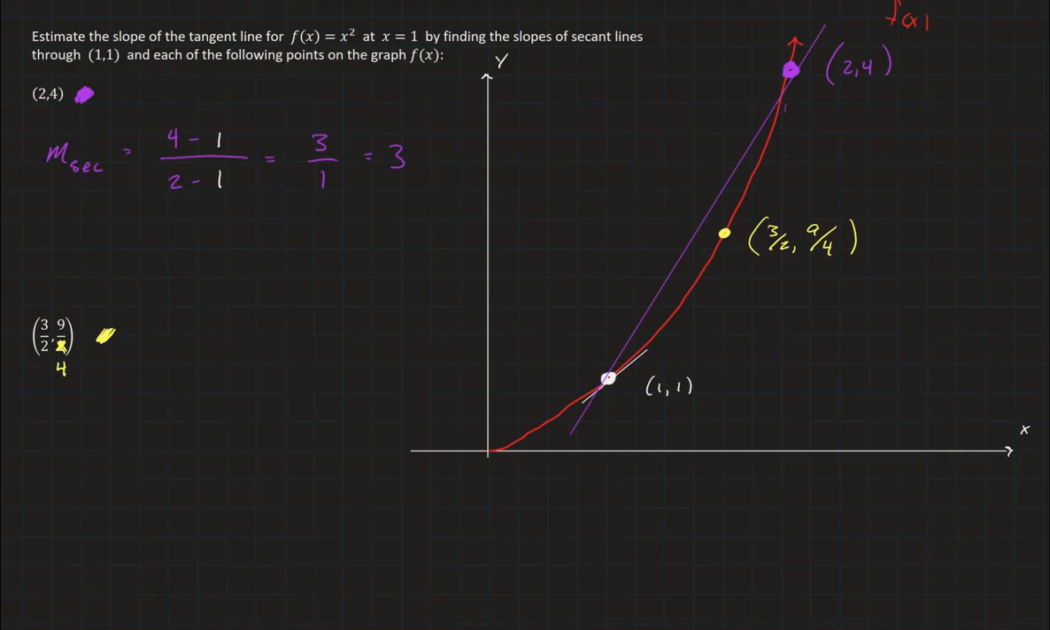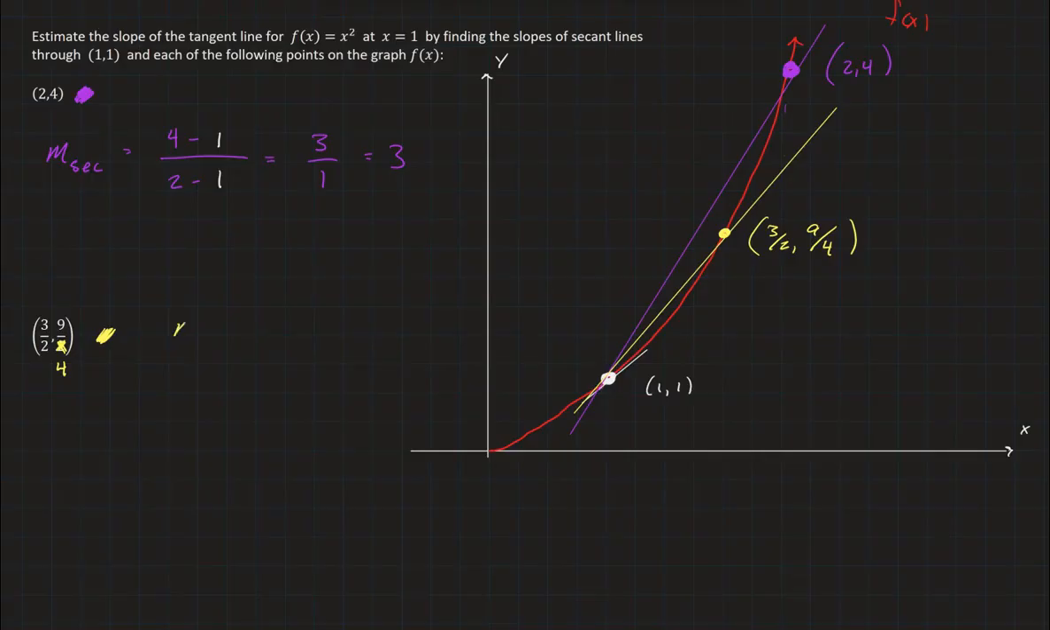Could probably do better by taking this purple point and moving it a little bit closer to this white point, just like we talked about. Oh man, that's horrible. A little bit better.